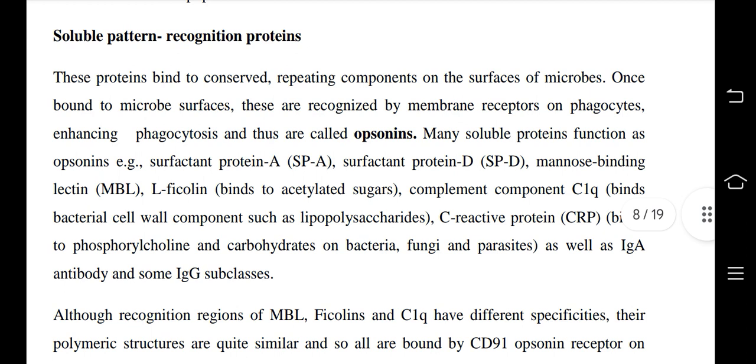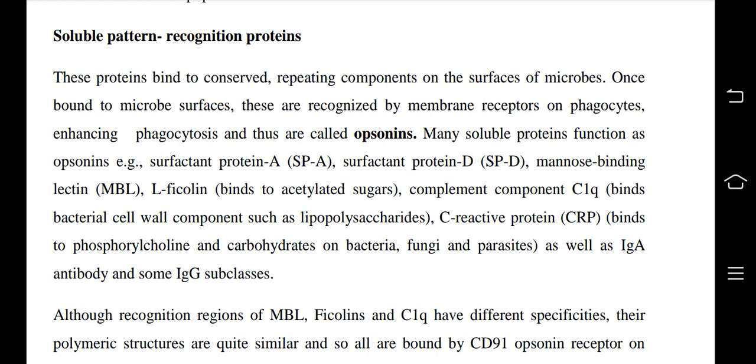These proteins bind to conserved repeated components on the surface of microbes. Once bound to the microbe surface, these are recognized by membrane receptors on phagocytes, enhancing phagocytosis, and thus are called opsonins. Many soluble proteins function as opsonins: surfactant protein A, SPA, surfactant protein D, SPD, mannose binding lectin, MBL, L-ficolin binds to acetylated sugars. Complement component C1q binds to bacterial cell wall components such as lipopolysaccharides.